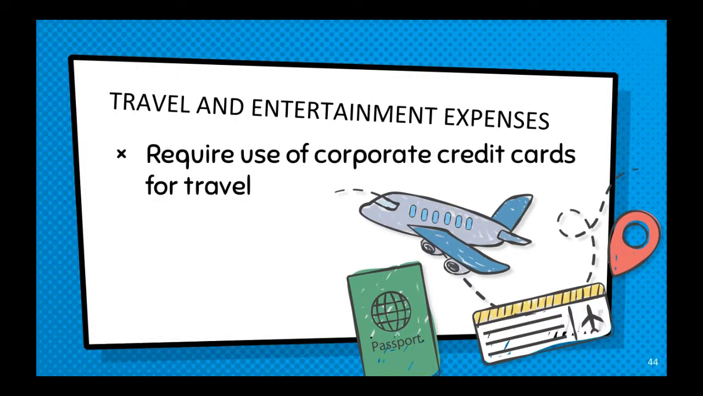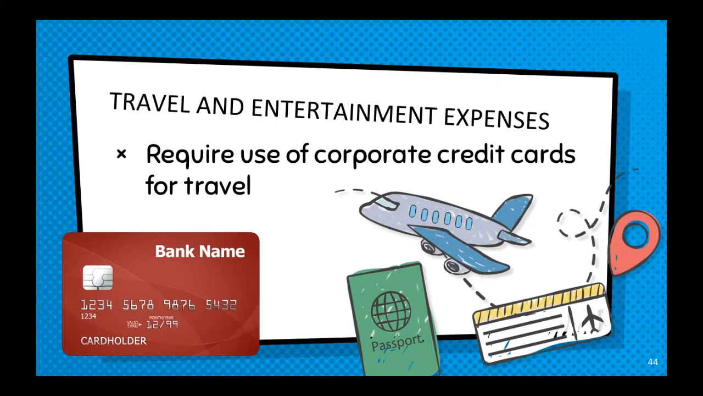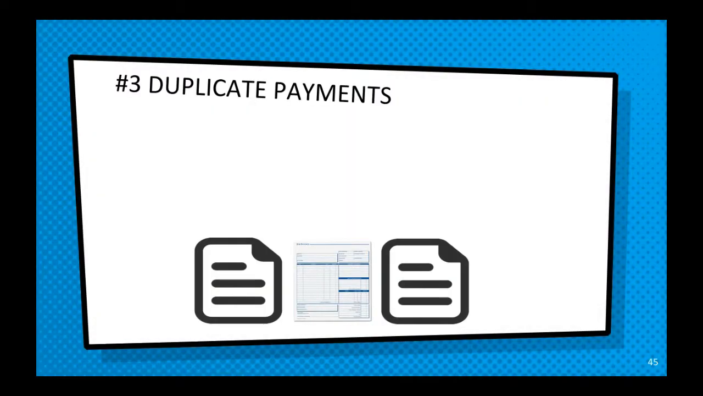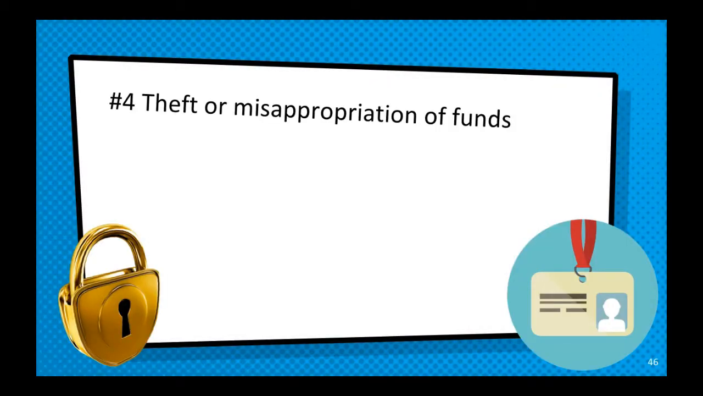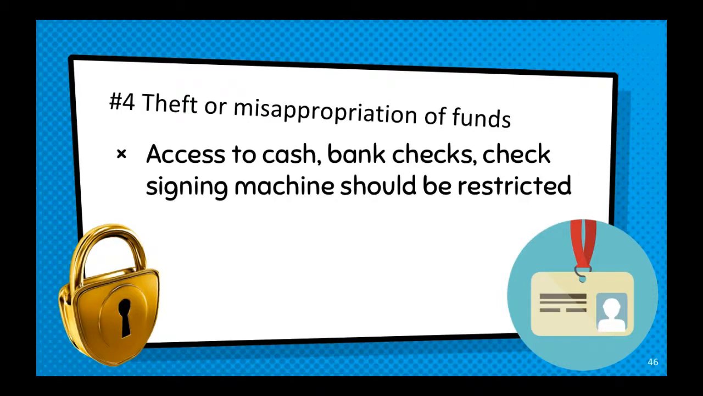1. Require all employees to use corporate credit cards for travel. 3. Duplicate payments. Invoices should be approved for payment only when accompanied by a complete voucher package. The original copy of an invoice should be paid. When a check to pay for an invoice is signed, the invoice and the voucher package should be cancelled, marked paid, to prevent resubmission.